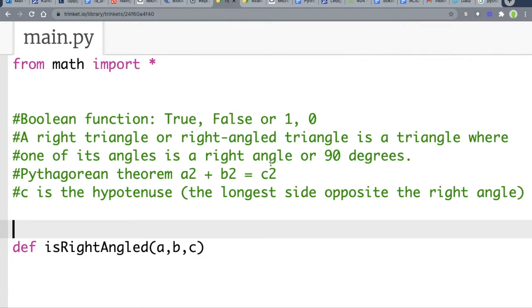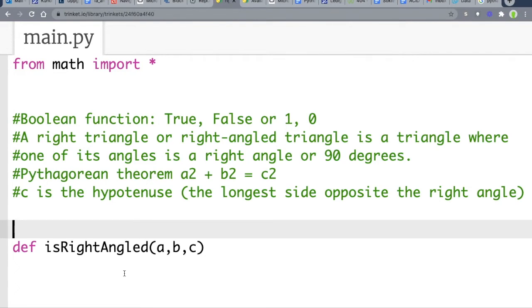Hello and welcome to this short clip about Boolean functions. Boolean functions are functions that check whether something is true or false. So the result will be true or false, or 0 or 1.